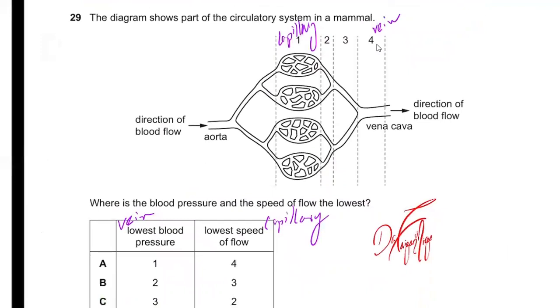The diagram shows part of the circulatory system in mammals. If this is a branched structure shown to you, this must be a capillary. These must be venules, small veins, and this is the vein leading eventually to the vena cava. Where is the blood pressure and the blood flow lowest?